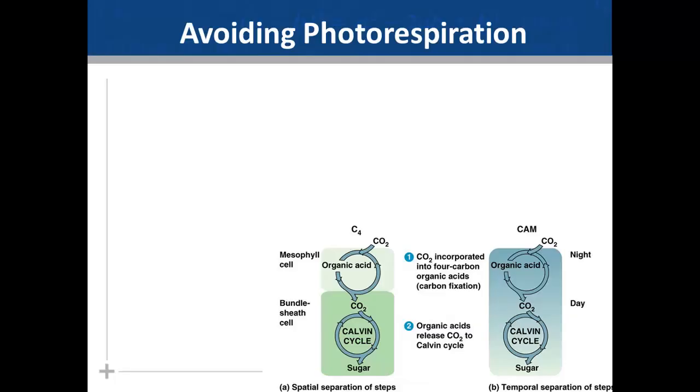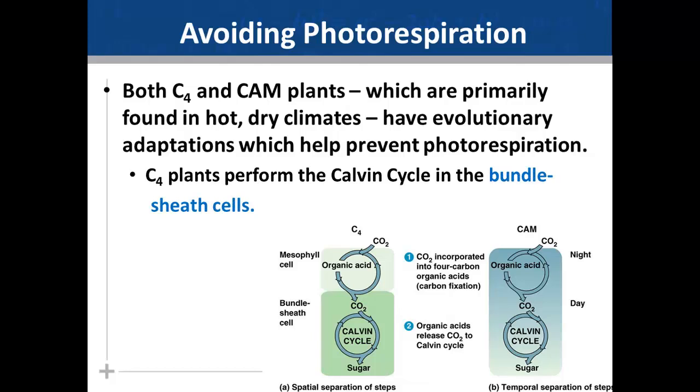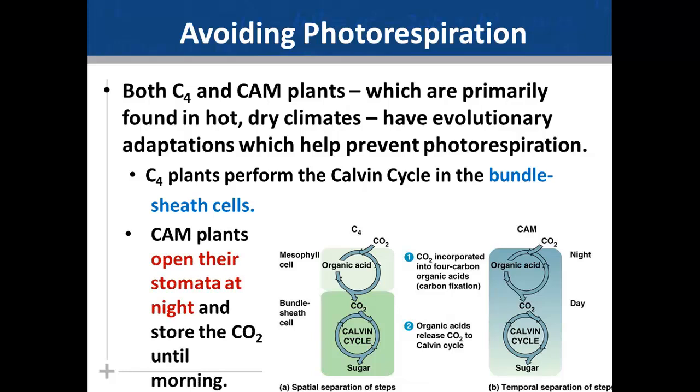Okay? So, kind of to summarize, both C4 and CAM plants, which are mostly found in hot and dry climates, have evolutionary adaptations passed on to them through their ancestors, which were successful in survival, probably at least partly because they had these adaptations, which originally somewhere came from a mutation, okay? And that helps to prevent photorespiration. C4 plants perform the Calvin cycle in the bundle sheath cells, which are impermeable to carbon dioxide, so once they pump it in there, it cannot escape. Okay? And CAM plants open their stomata at night and store their carbon dioxide until the morning when the light reactions can run.